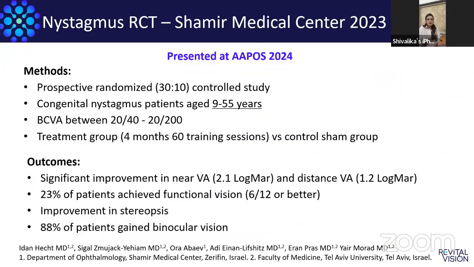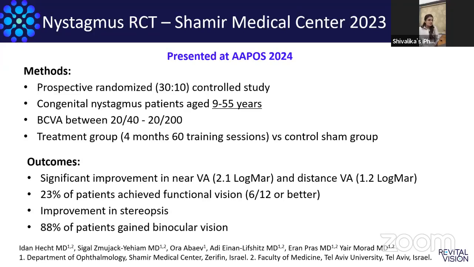We are very happy to show this study to you, which was presented at APOS in 2024. It was a prospective randomized control study where patients with congenital nystagmus aged 9 to 55 years were recruited, where the best corrected visual acuity was ranging from 20/40 to 20/200. And there were two groups given, a treatment group as well as a control group. The outcomes of this study were really significant: an improvement of an average 2.1 logMAR visual acuity in near and a 1.5 logMAR visual acuity improvement in distance VA.